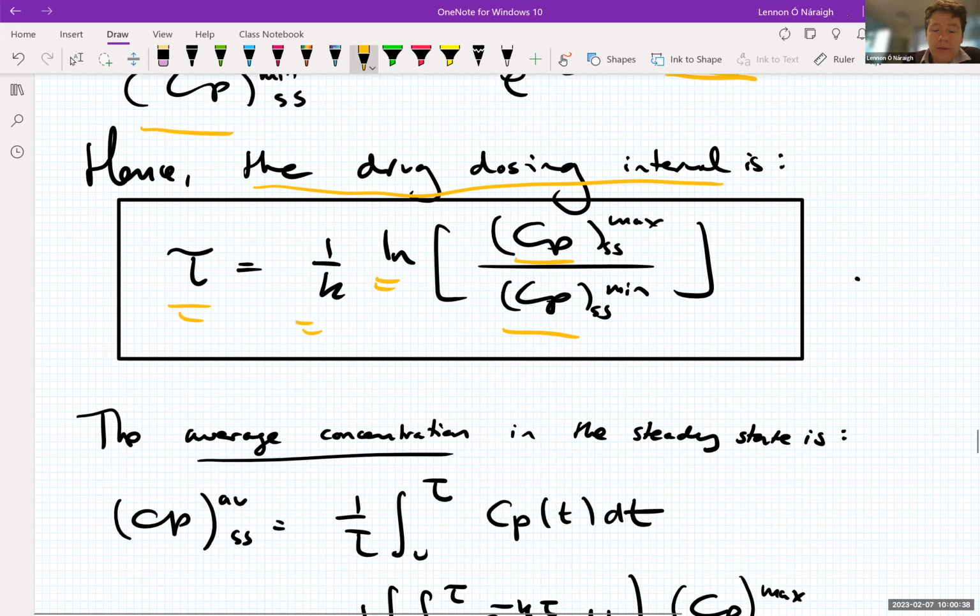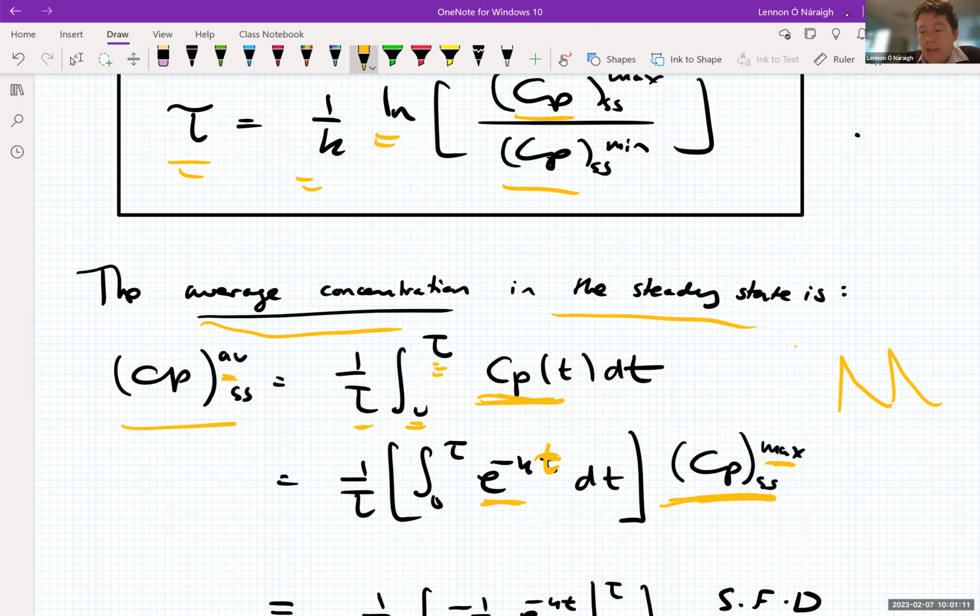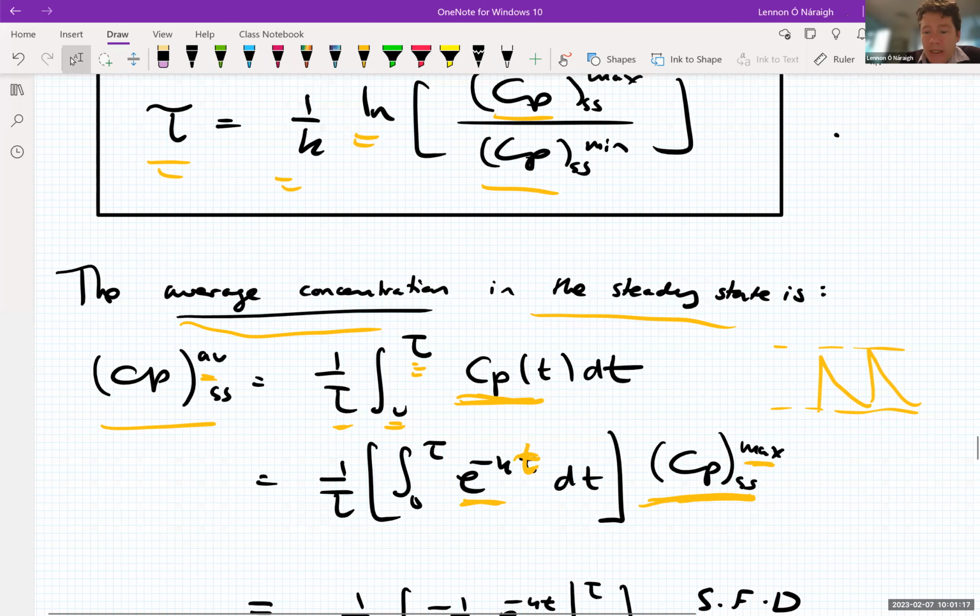And in the same way, we can work out the average concentration in the steady state, CP average. I just take the time average of the concentration, and I average over an interval from 0 to tau, and I look at CP of t, but this is in the steady state, and the steady state would be CP max times e to the minus kt. So there's still some time dependence, but the min and the max don't change. So you're averaging between the min and the max.